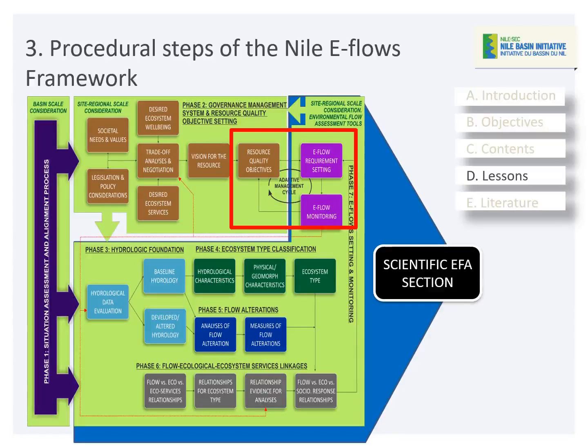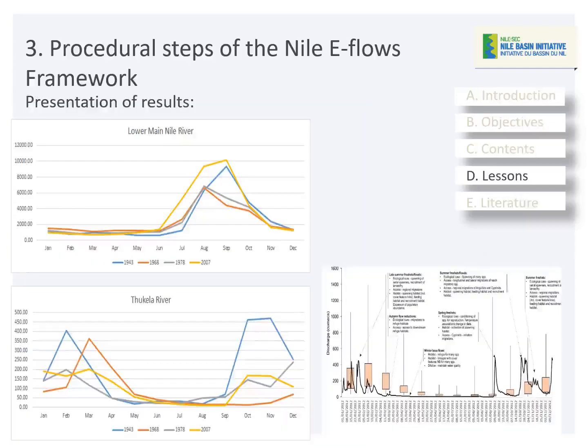If there are problems with that relationship, we then have to look back at the framework and reapply it or build our information on flow ecosystem service relationships, for example. This is what the outcomes look like in many cases.